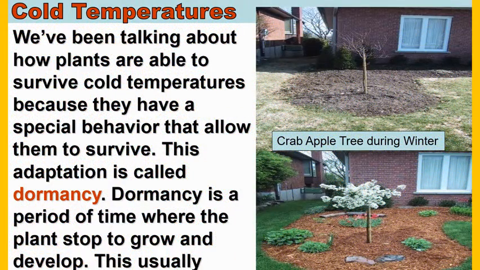Cold temperatures. We've been talking about how plants are able to survive cold temperatures because they have a special behavior that allows them to survive. This adaptation is called dormancy. Dormancy is a period of time where the plant stops to grow and develop. This usually happens in winter. Crab apple tree during winter, crab apple tree during spring.